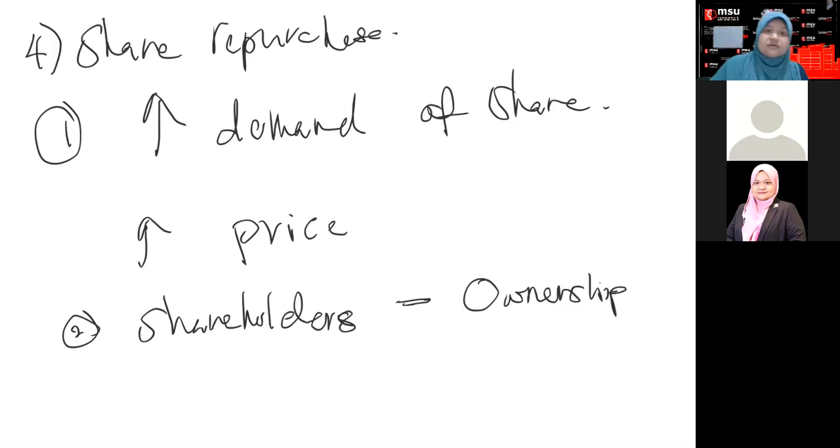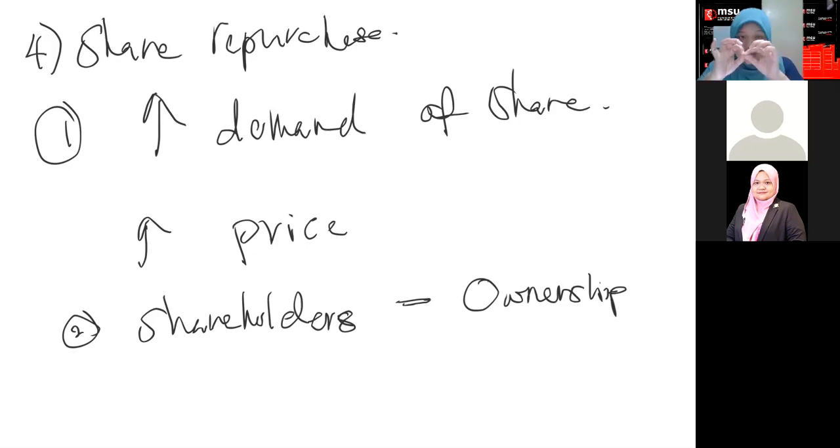Okay, so these are the four policies of dividend. The first one is cash dividend, the second is stock dividend, the third is stock split and reverse stock split, and the fourth one is share repurchase.